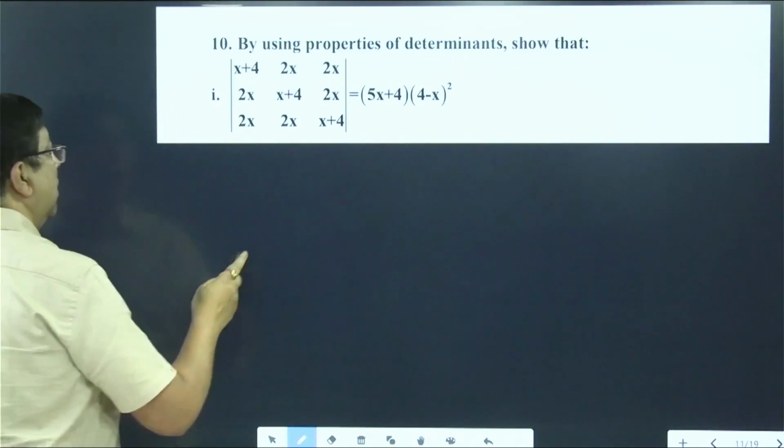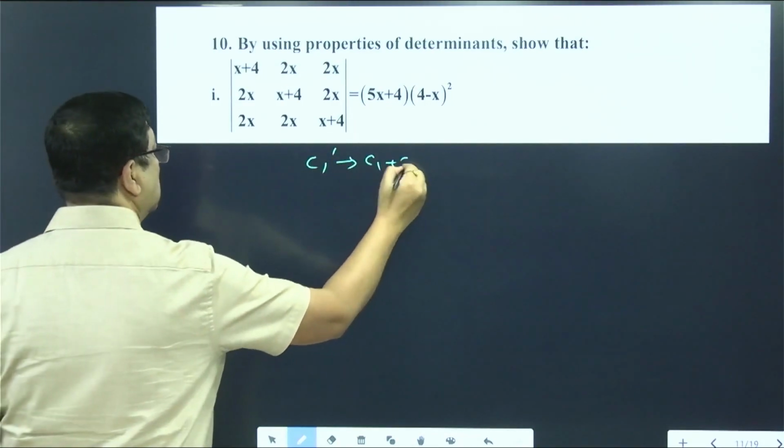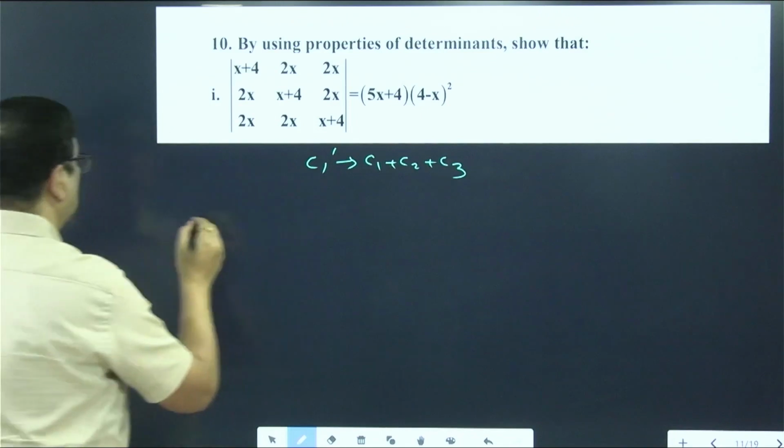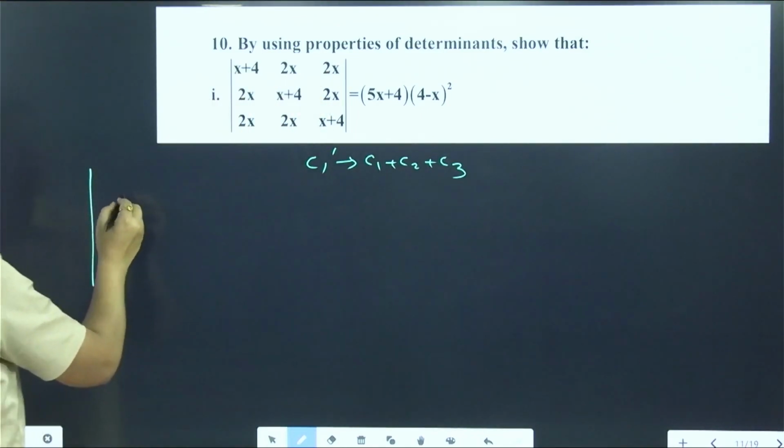Therefore, we can apply here on C1, let us operate C1 plus C2 plus C3. So, we are getting here 2x plus 2x, 4x plus x, that is 5x.